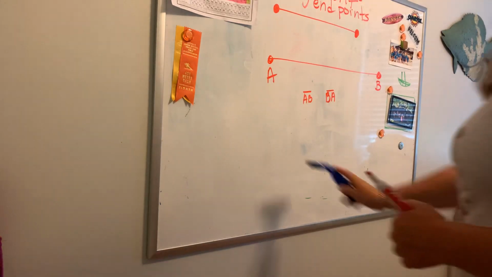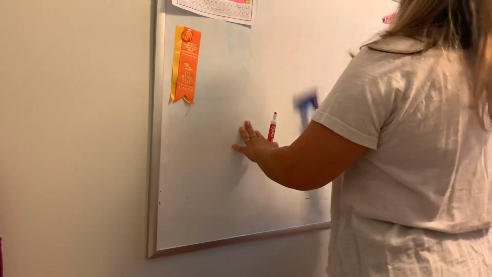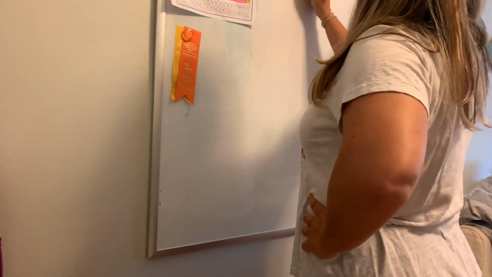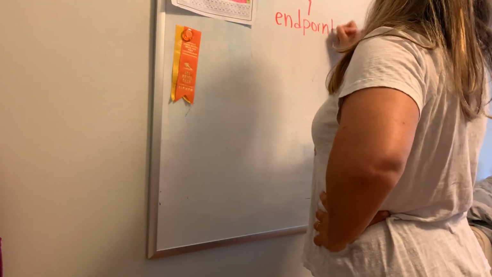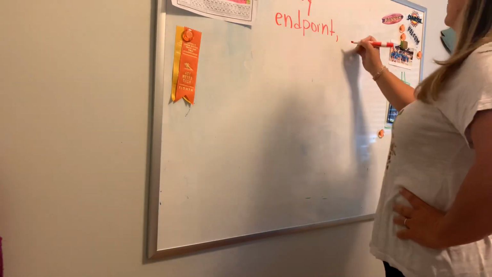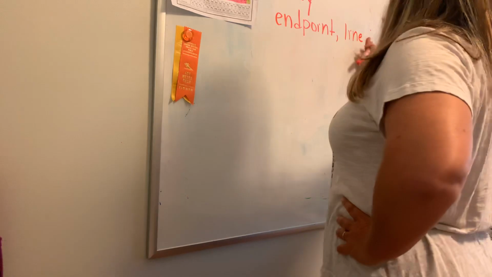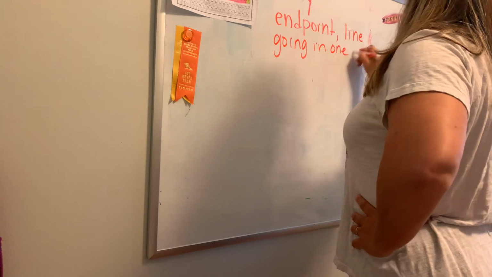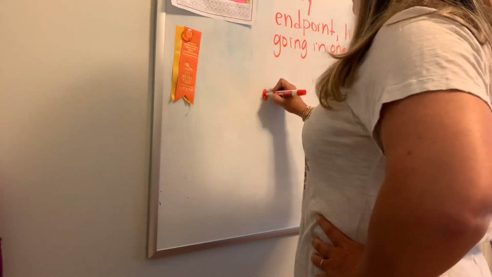And then a ray. A ray has one endpoint and it goes on indefinitely in one direction. So it has an endpoint and a line going in one direction. So it looks like this.